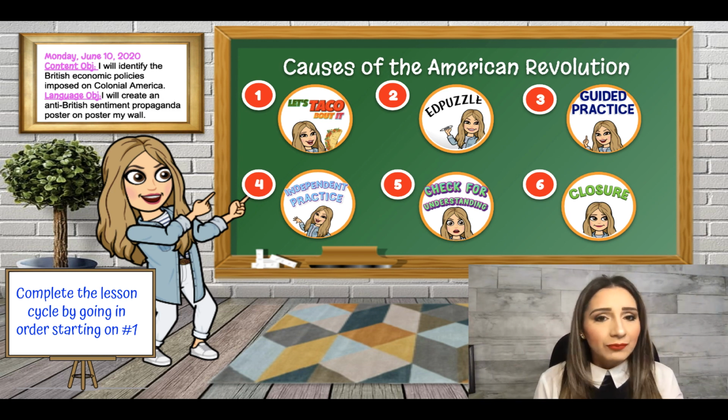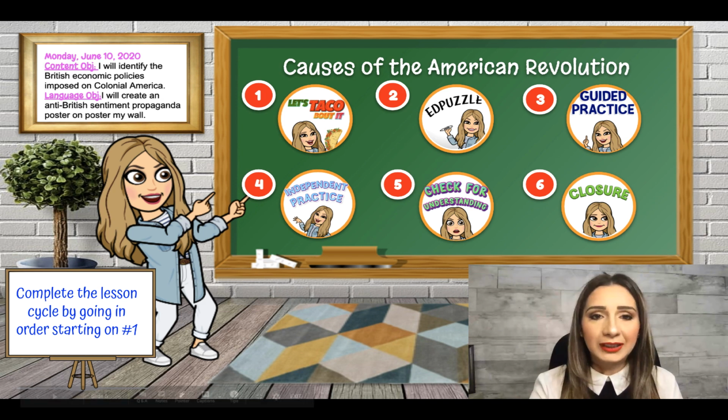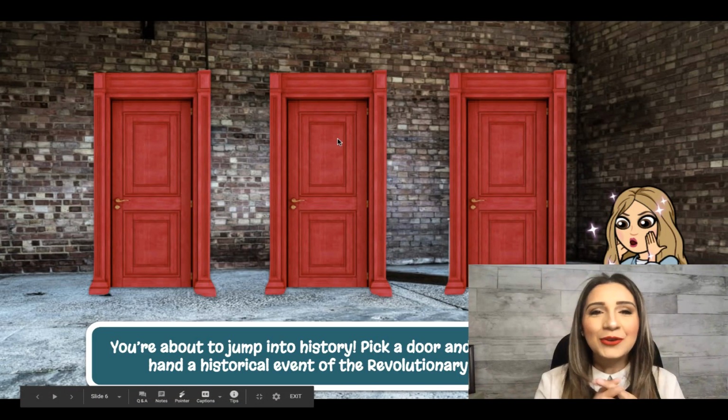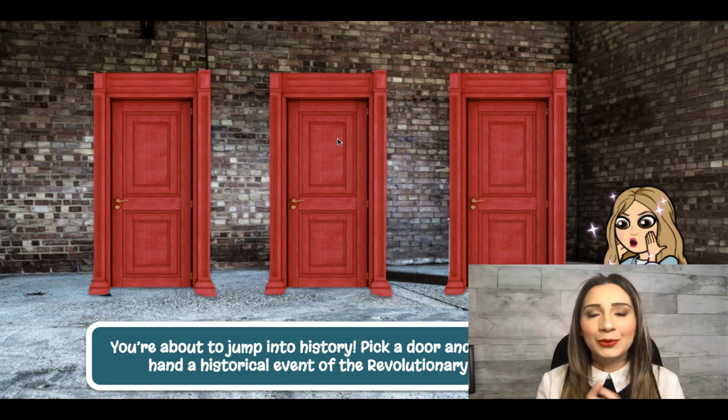So here's number 1, and the kids would click on number 1 and it's going to take them to 3 doors. When it comes to working on the work, right, SUBSS, you're giving them that choice.